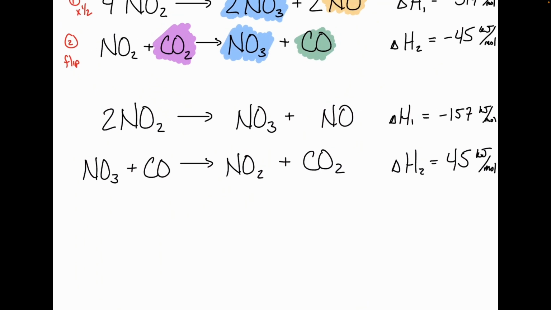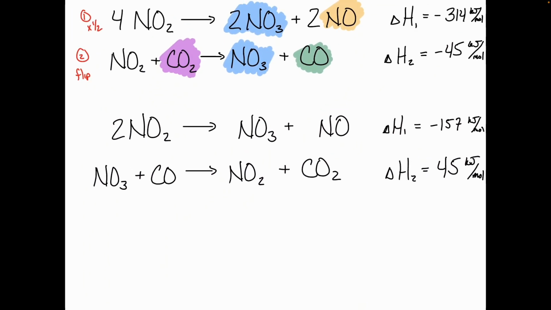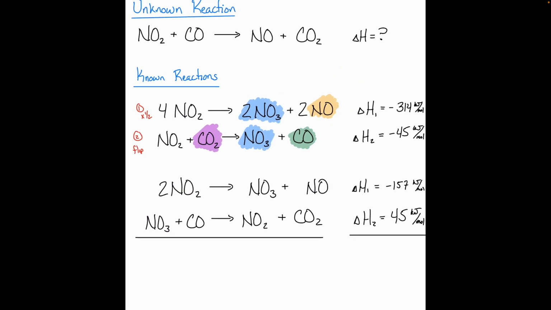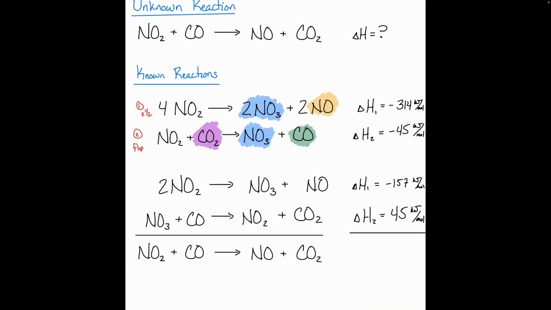All right, so for my first reaction, I had to multiply it by 1/2. My second reaction, I had to flip. Now if I combine everything together, I will get my overall unknown reaction. I can do the same thing with my enthalpy values. I can combine them together to get the enthalpy of my unknown reaction. What is that? 112? Cool. Mental math is hard.